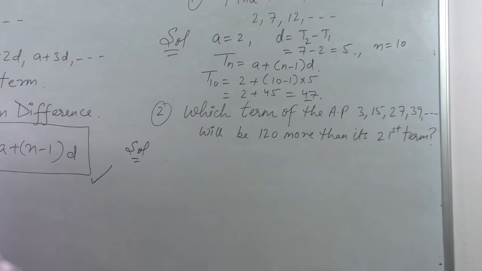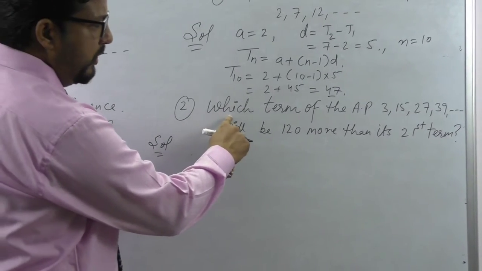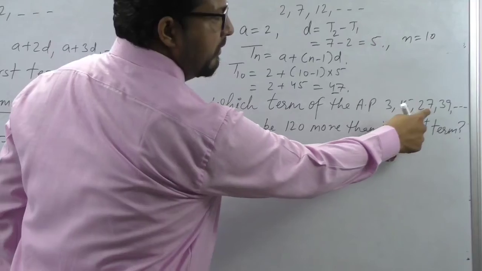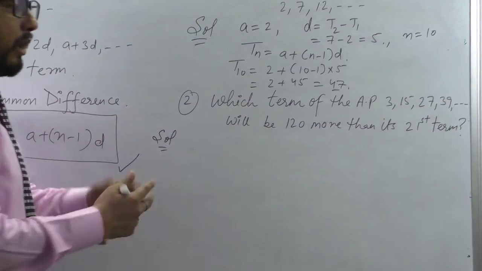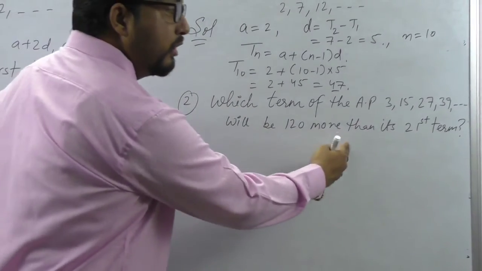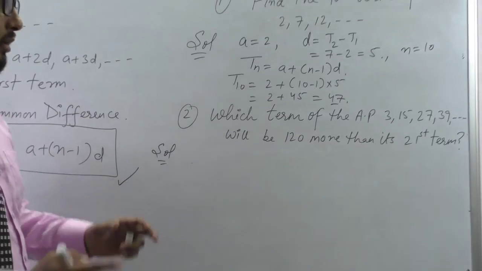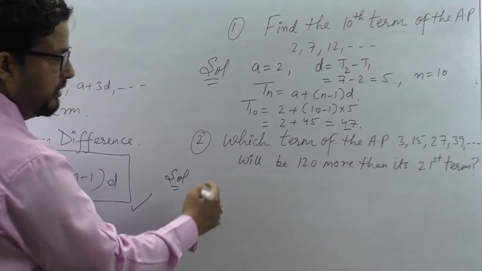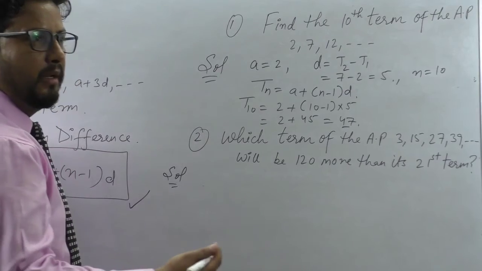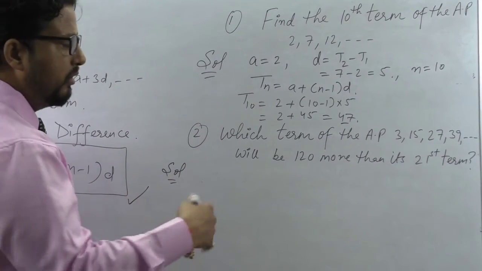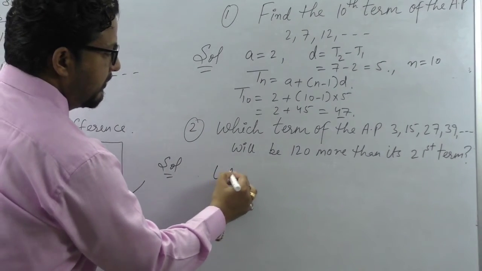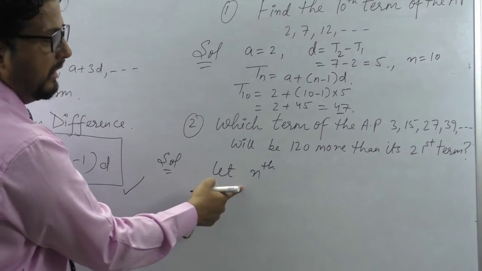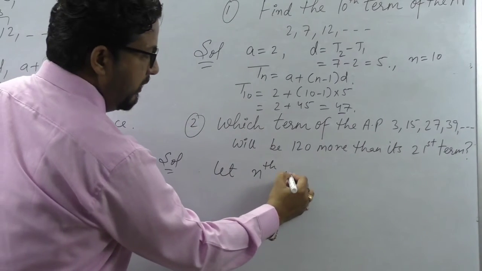In this question, which term of the AP 3, 15, 27, 39 and so on will be 120 more than its 21st term? Now we have to understand the question. Because he is asking which term, we have to identify that term. So we can say, let it be the nth term.